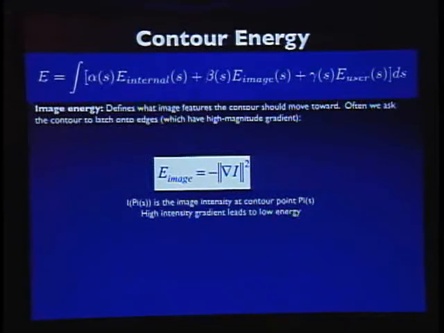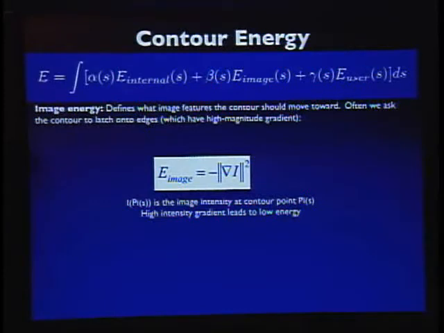The image energy now adds in how you want the contour to relate to the imaging data. So this is how you can mathematically define the fact that you want the boundary to be the boundary between a light region and a dark region, or between a red region and a blue region, or between a plaid region and a polka dot region, for example.